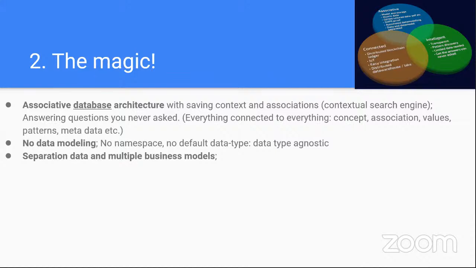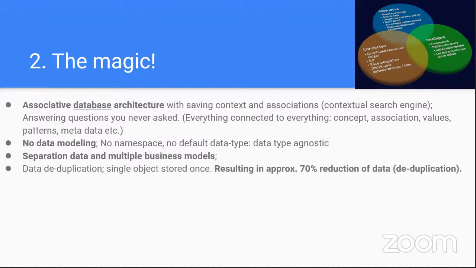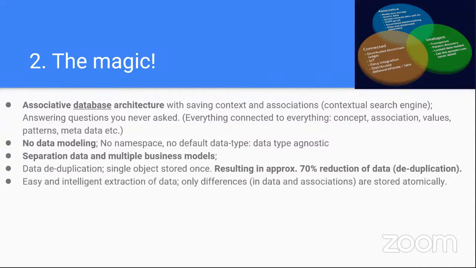So for instance, you can create a common data model, IFRS model, AML, GDPR, and versions of previous data models. They can exist together without moving the data. Data duplication: a single object is only stored once, and you have a reduction of at least 70% of your data. We have a very easy and intelligent loading of the data, and it automatically only loads the differences in the association, and it's stored atomically.